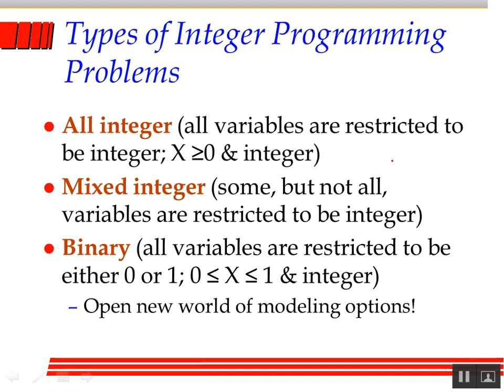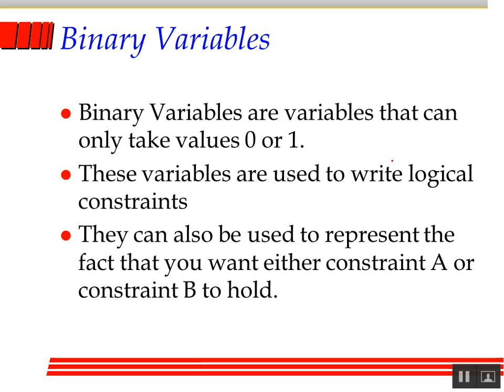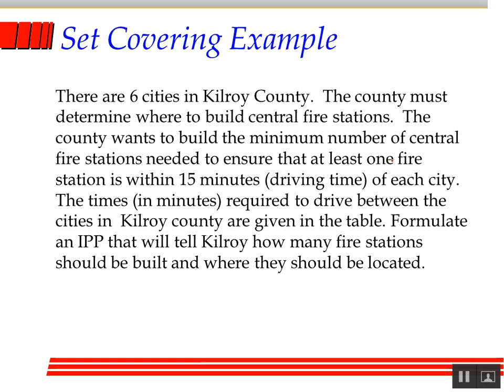There are lots of things we can do by using binary variables. We can use those variables to write lots of logical constraints. They can also be used to represent the fact that you may have 2 constraints, but only one of them will hold at any time. We're going to see those things shortly, by looking at examples.